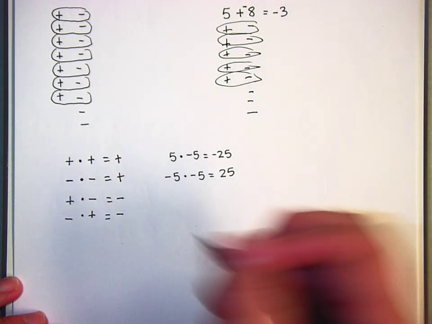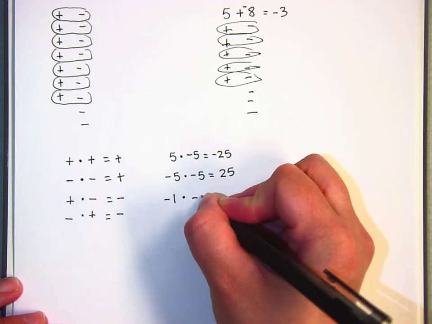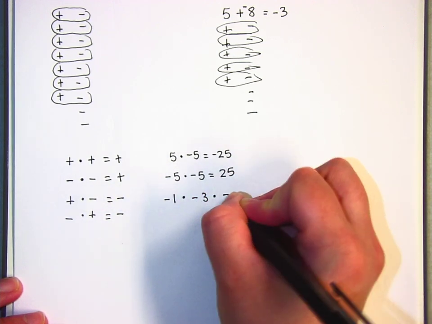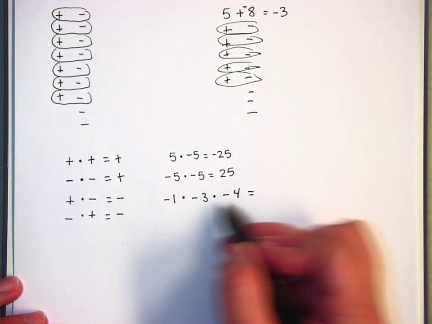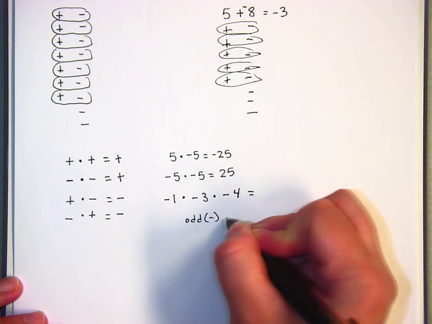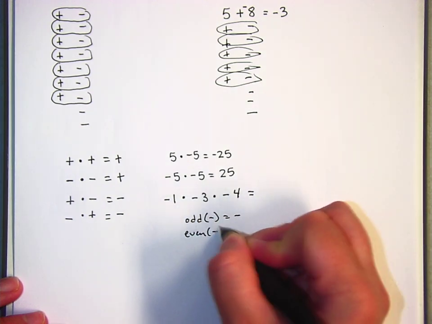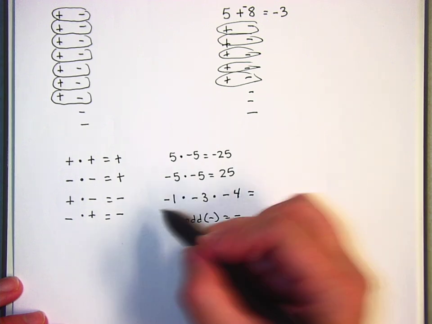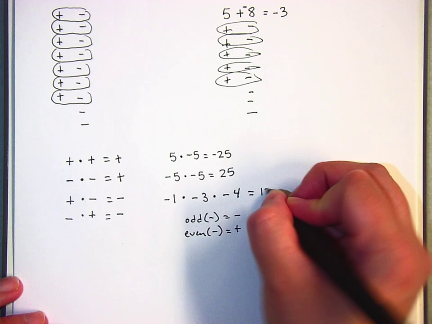If I'm going too fast, you can always stop the video and slow down at any point. If you have a whole bunch of negatives, you count how many you have. 1, 2, 3. If it's an odd number of negatives, the answer is going to be negative. If it's an even number of negatives, the answer is going to be positive. So in this case, there's 3 negatives. 1 times 3 times 4 is 12.